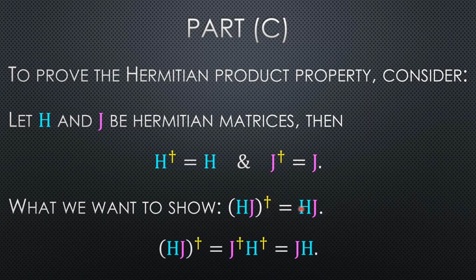Well, if we look at the product (HJ) dagger, we know that we can reverse the order and take the dagger of each individual matrix and then multiply them together. Okay, cool. But since J is Hermitian, J dagger goes to J. H is Hermitian, so H dagger goes to H. This is not exactly what we're looking for here and here. So this is where the condition comes in that we are going to require in order for this to be Hermitian.